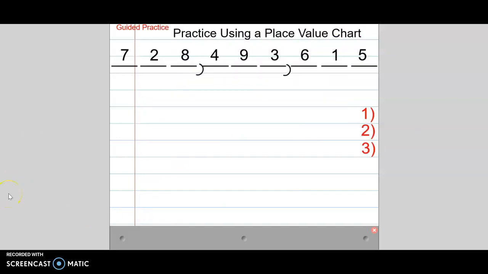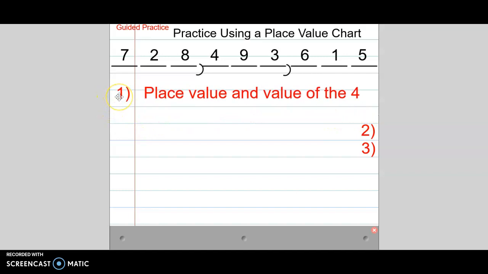And the next one, I have 3 problems all in one. We're going to use that number at the very top, and we're just going to practice place value versus value. So it's important to know the two of those. So for number 1, I want to know the place value and the value of the 4. So I'm paying attention to the 4. I want both the place value and I also want the value.